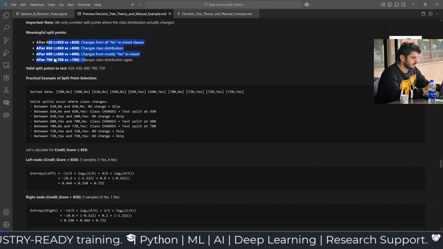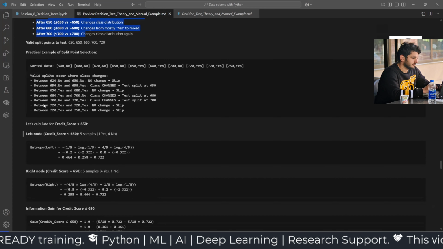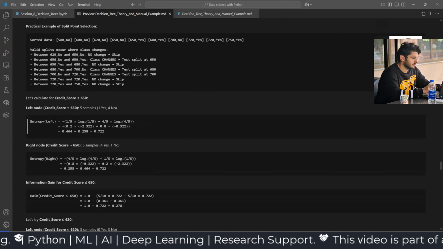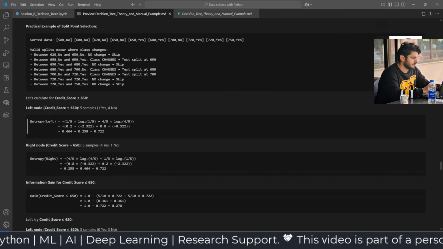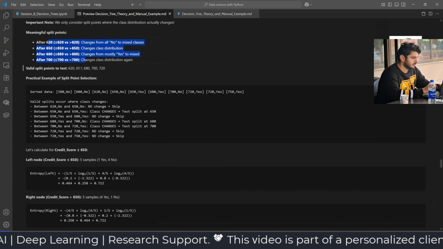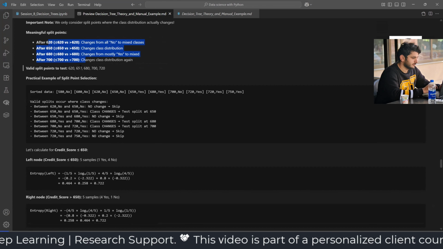Based on that, what we are going to do is put these values again in the entropy formula or Gini index formula. We will check the information gain for all of these points, and based on that, we will make a decision on what split we should take.